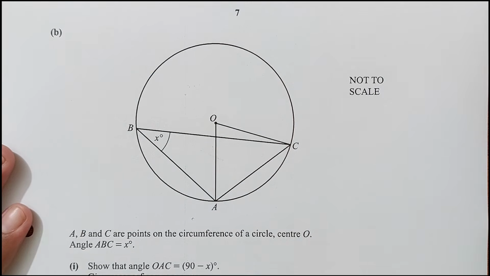Now for part B, A, B and C are points on the circumference of a circle.